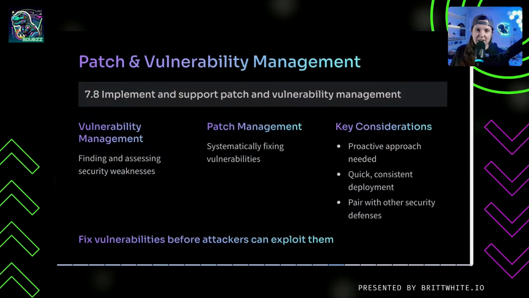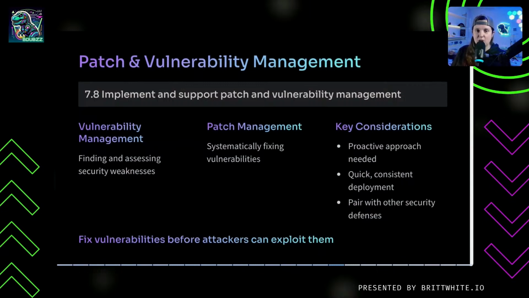Think of it like maintaining a large ship. You need to spot the leaks and patch them up before you find yourself on the bottom of the ocean. This proactive approach means fixing vulnerabilities before attackers can find and exploit them. The WannaCry ransomware attack of 2017 perfectly illustrates why this matters. It targeted systems that hadn't applied a critical Windows patch.